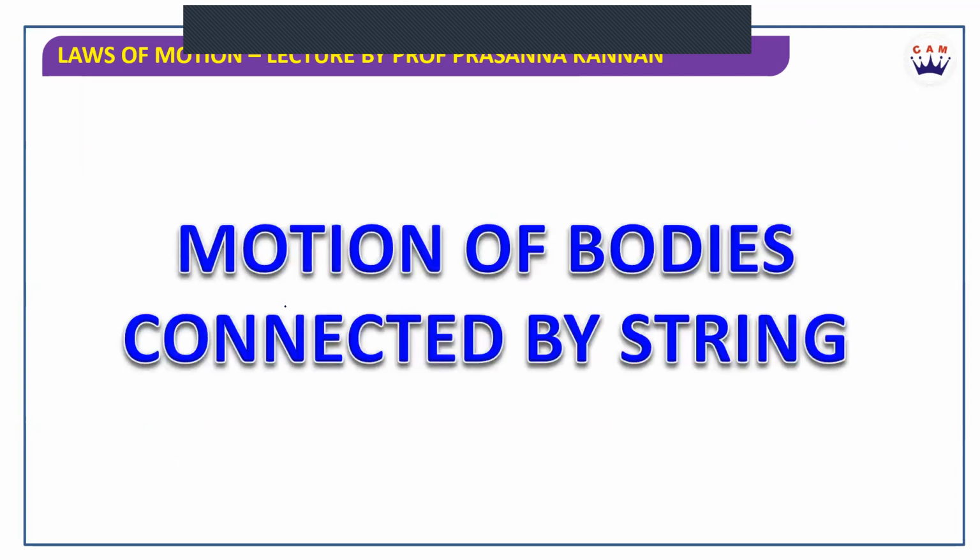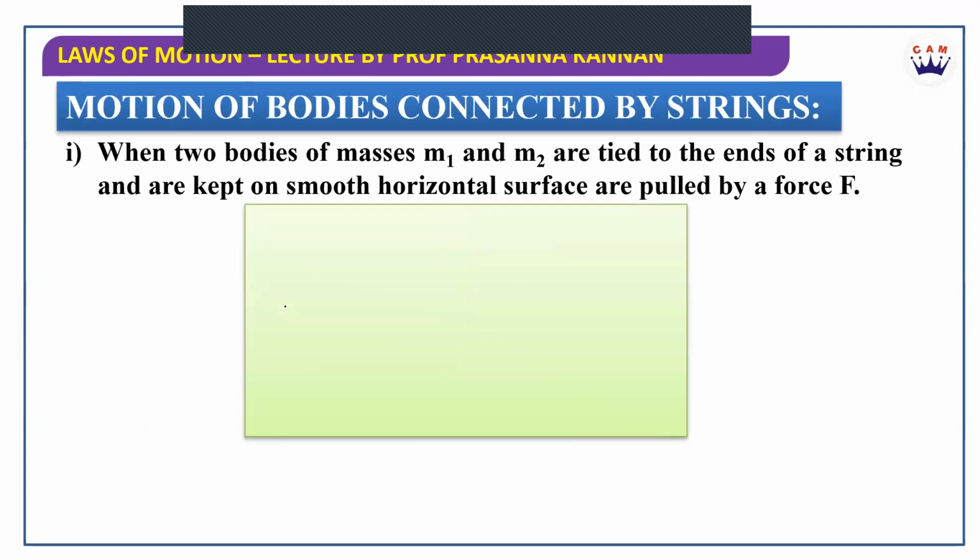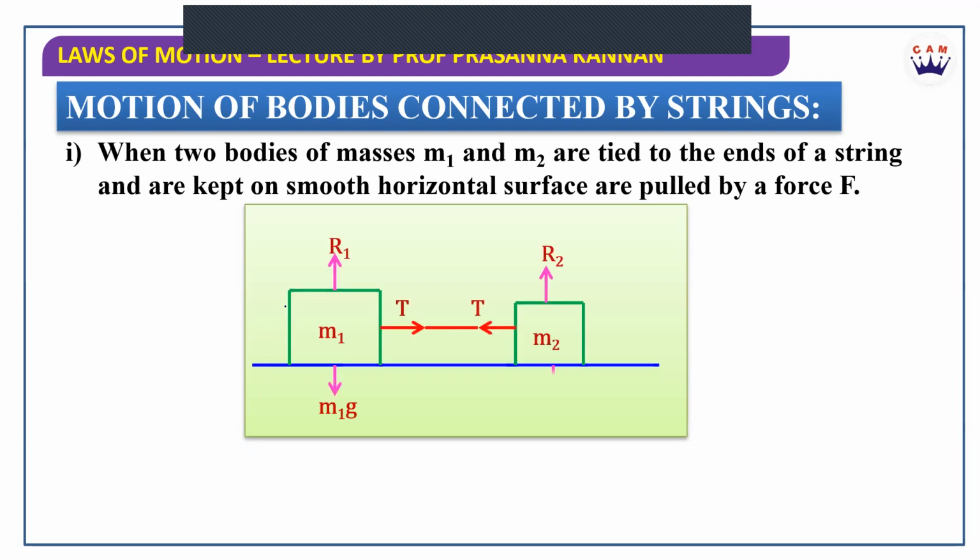Okay, now motion of bodies connected by a string. When two bodies of mass M1 and M2 are connected to the ends of a string and are kept on a smooth horizontal surface, pulled by a force F, then what will happen? Right, students? Now we were talking about them in contact. Now they are connected by what? String. So can you draw the free body diagram of M2?